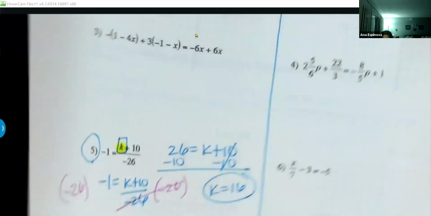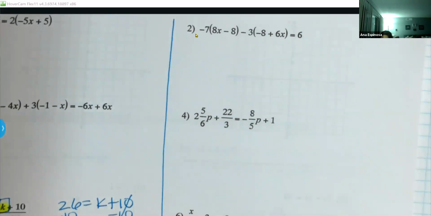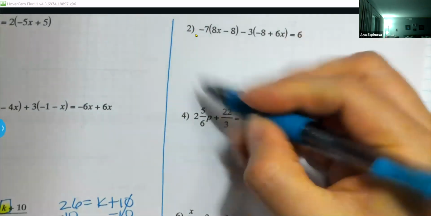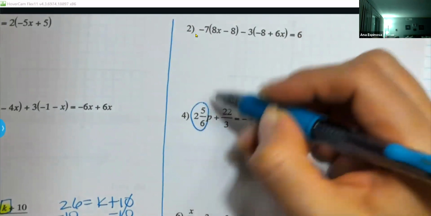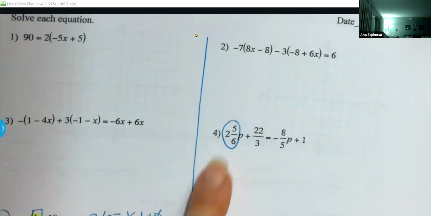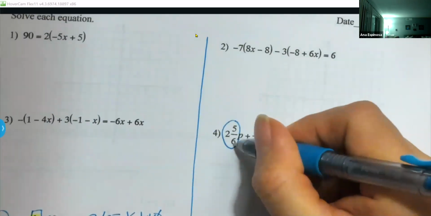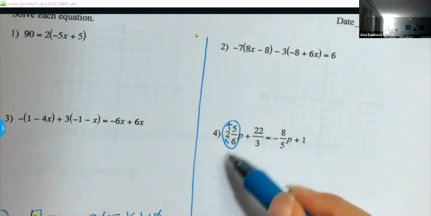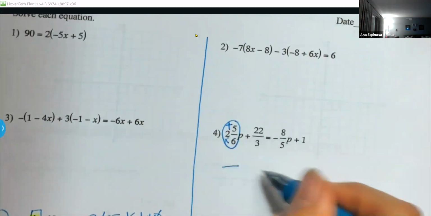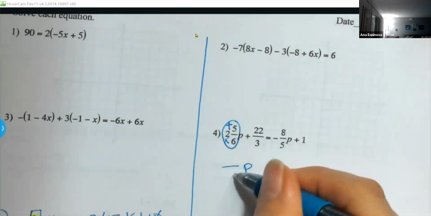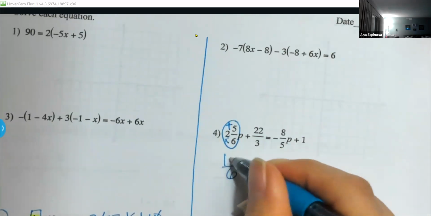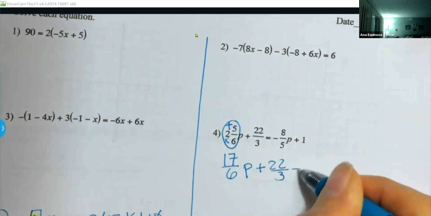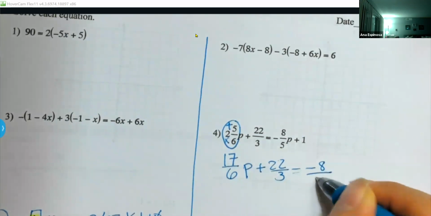Okay. All right, for number 4, which I think would be the next more complicated problem, you've got improper fractions here, improper fraction, and you've got a mixed number here. You want to deal with that right away. You want to be able to convert that into an improper fraction. So you basically multiply 6 times 2 and add 5. Okay, so 6 times 2 is 12 plus 5. And then you keep the same denominator, don't forget. That was a p, and then you do 22 over 3 equals negative 8 over 5p.